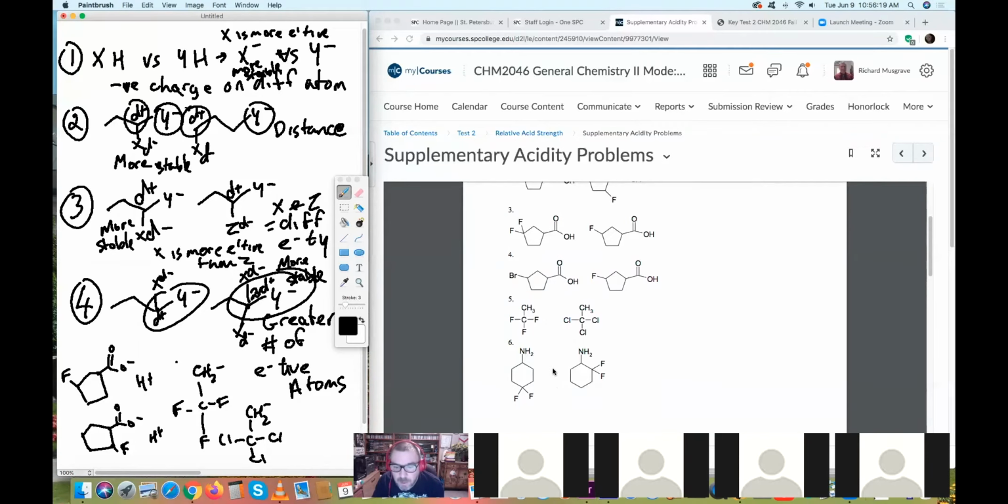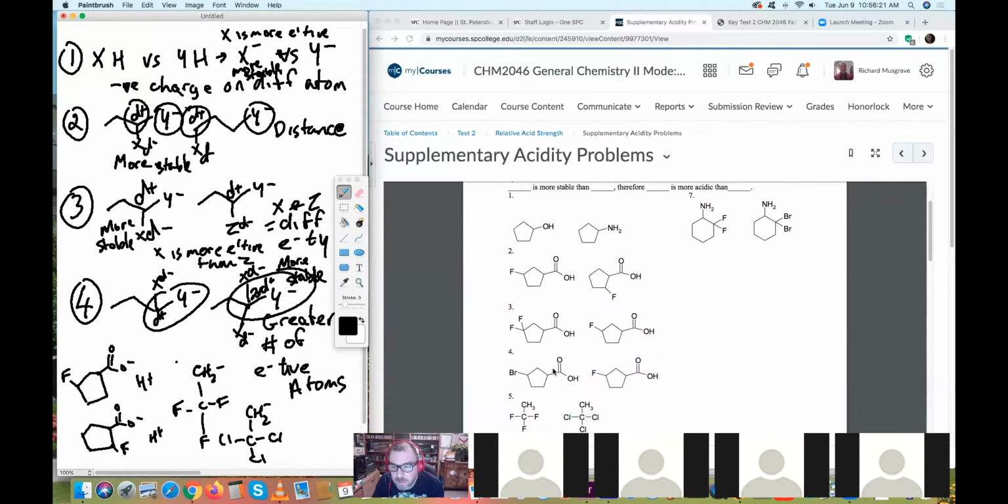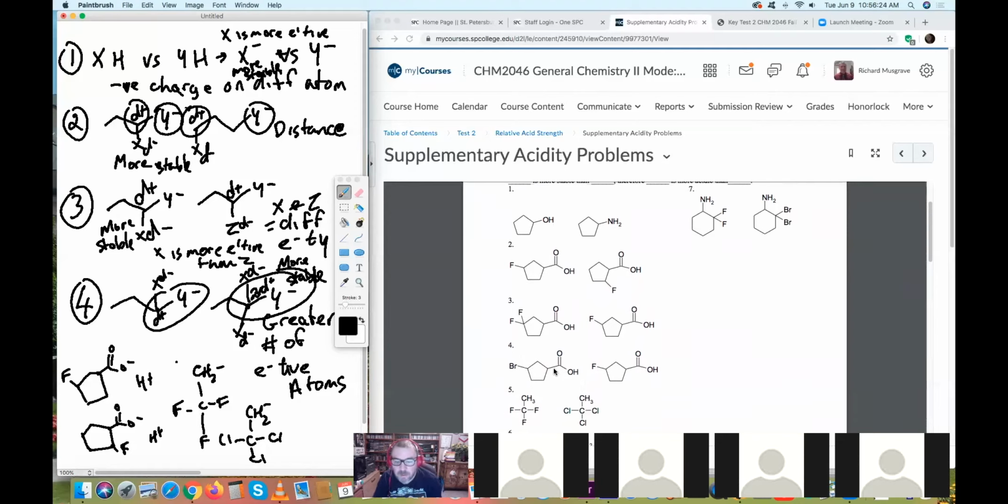Okay, let's have a look at number 7. Well, that's pretty similar to number 5, actually. You've got the Fs and the Br in the same location, but because F is more electronegative than Br, that makes the first one, the one on the left, more stable once you take the negative charge on the end there. So that would be scenario 3 for that one as well.